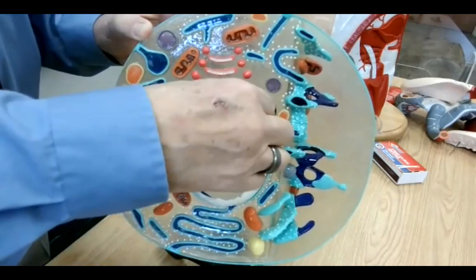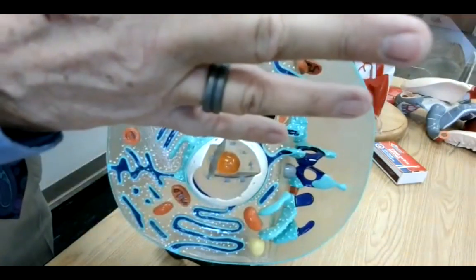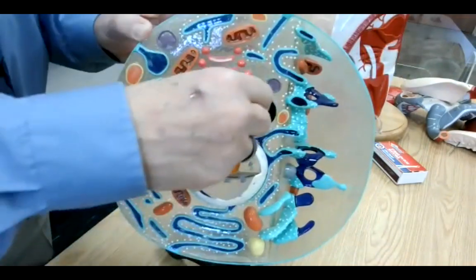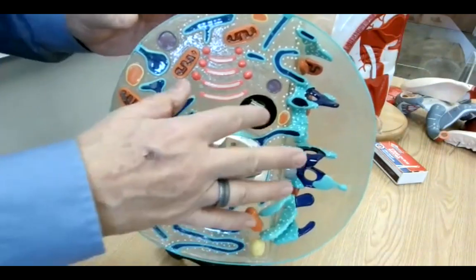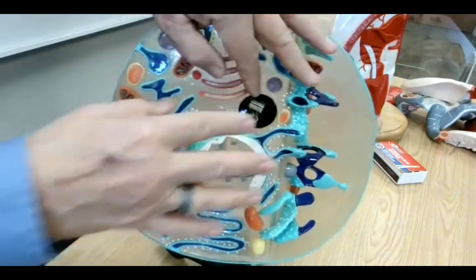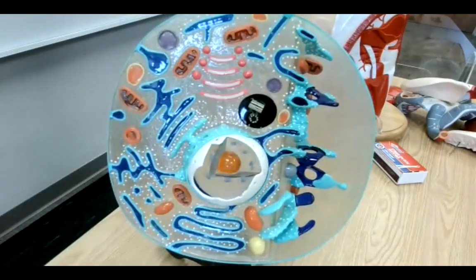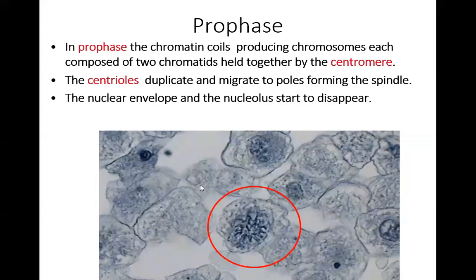And this is where your spindle fibers, you've all heard the term spindle fibers, right? At some point, the spindle fibers are going to grow from centrioles on both sides. So we see these in place. That's what happens during prophase. So our nuclear membrane's gone. The chromosomes are visible, and the centrioles have decided it's time to migrate to both sides.